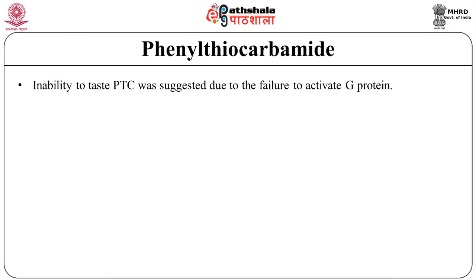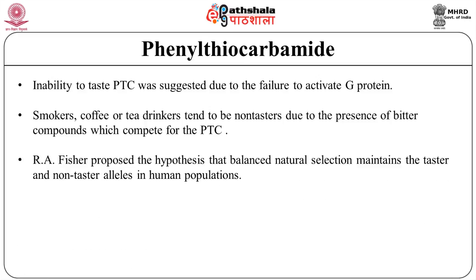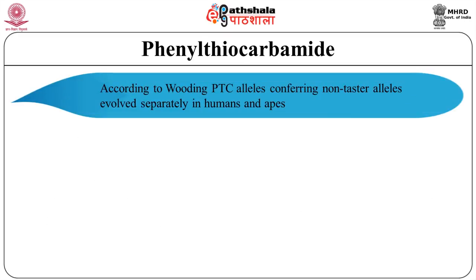Incomplete dominance, 2 locus and polygenic models are reported in regard to the inheritance pattern of tasting sensitivity to PTC. Inability to taste PTC was suggested to be due to the failure of active G protein. Smokers, coffee or tea drinkers tend to be non-tasters due to the presence of bitter compounds which compete for the PTC. R.A. Fisher proposed the hypothesis that balanced natural selection maintains the taster and non-taster alleles in human populations. And further, evidence of bimodal distribution of taster and non-taster alleles was found in the chimpanzee and orangutan. Wooding et al. had observed that PTC alleles conferring non-taster status evolved separately in humans and apes.